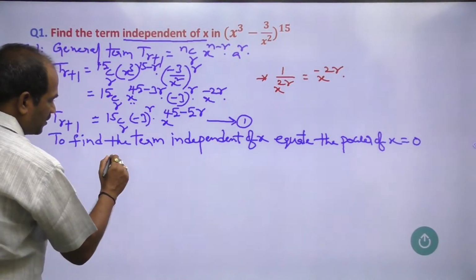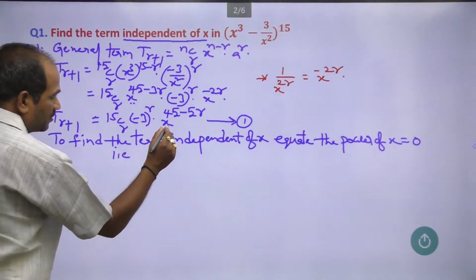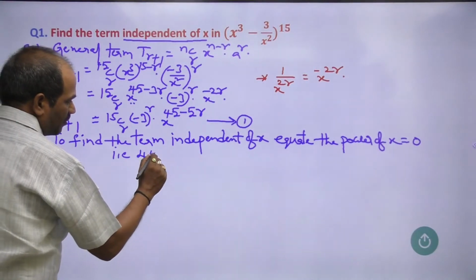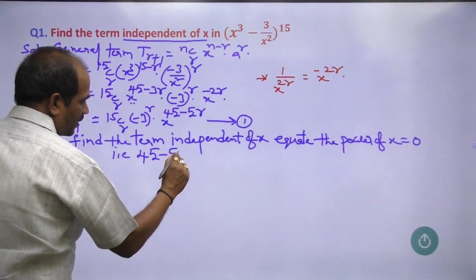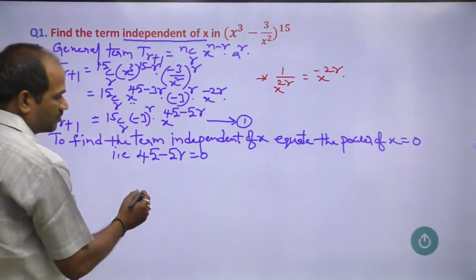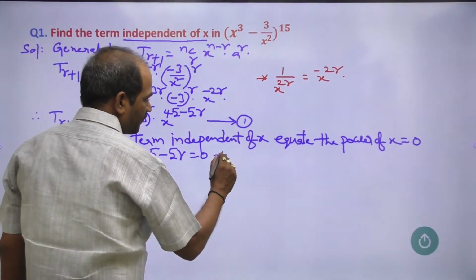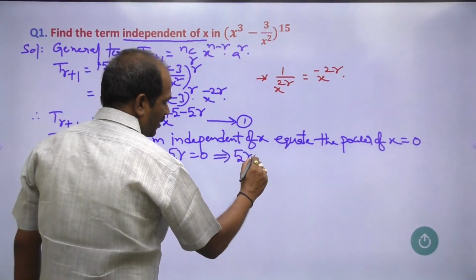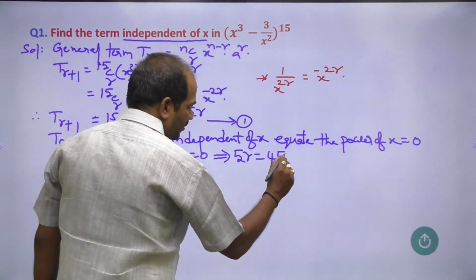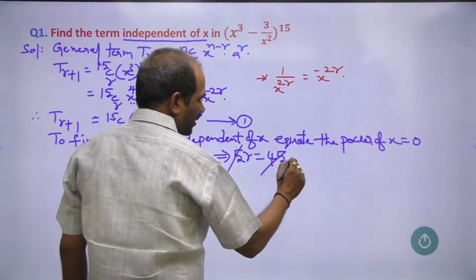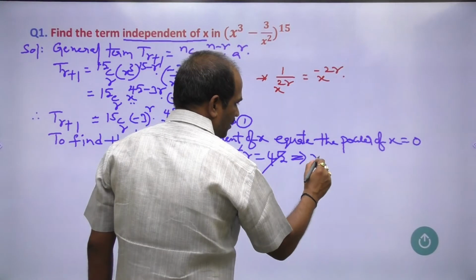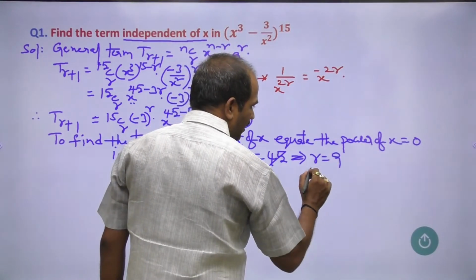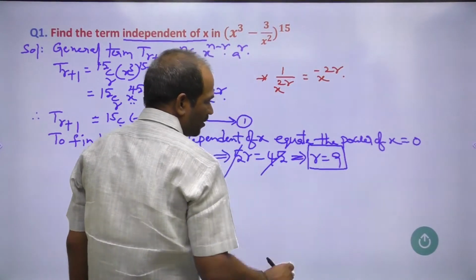So here 45 minus 5r is equal to 0. Taking 5r to the other side, 5r is equal to 45. 5 nines are 45, so 5 gets cancelled, and the r value is 9. This is the r value.